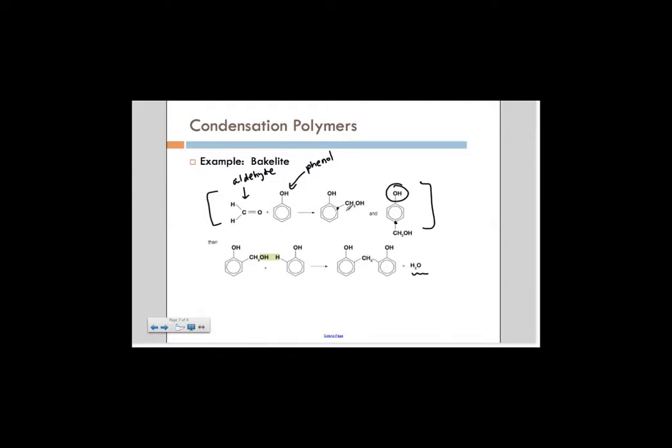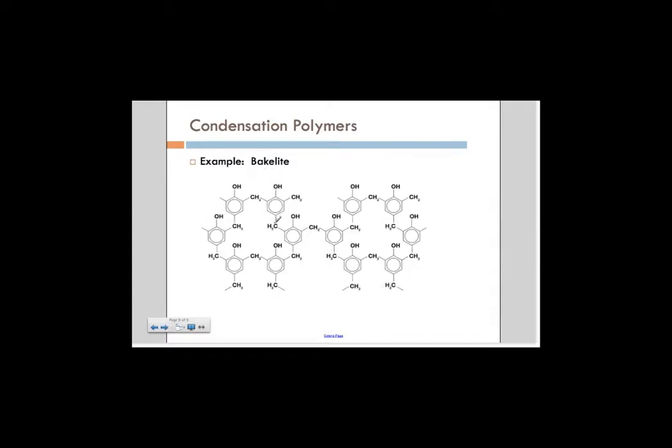The key is the fact that I can get substitution at either the second or the fourth position here. So when the second polymerization occurs, you'll see that you can get linkages in the second or fourth position. And so what you end up with is this open structure that just continues on and on.